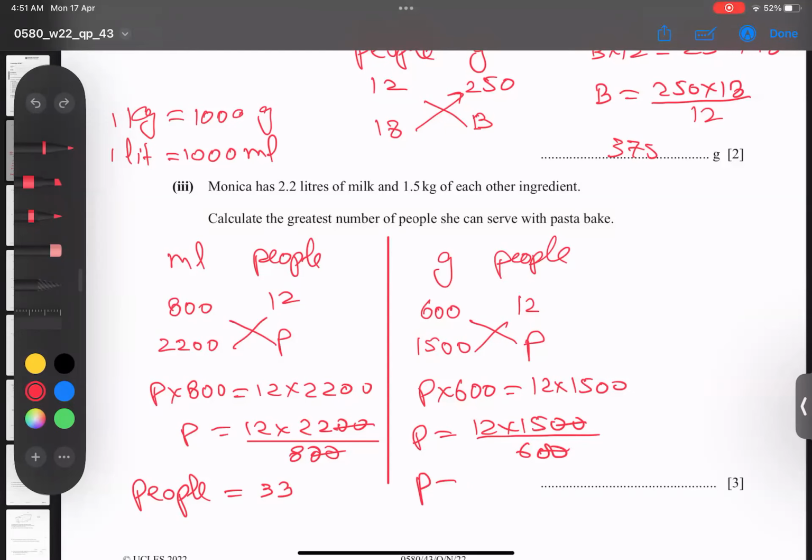So here we can serve 30 people, and here we can serve 33 people. So we can see from here, the least people we can serve is 30 people. So it means with this quantity of ingredients, we can't serve 33. Okay, make sure. So the least number is 30, not 33. So 30 is our answer, and I believe the point is very, very clear. Okay, let's go for the next part.